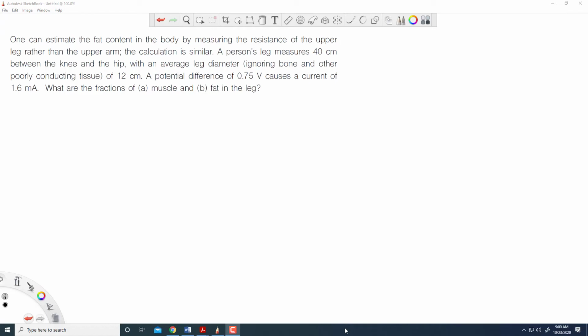Okay, so let's get started. So this is the problem from your worksheet 8. This is problem number 4. Like I said before, it's a little bit tricky, so I want to show you how to do this.